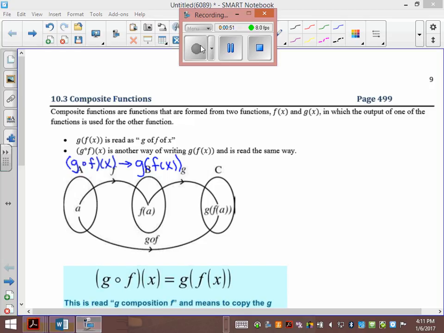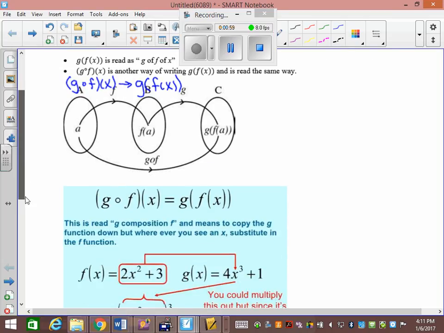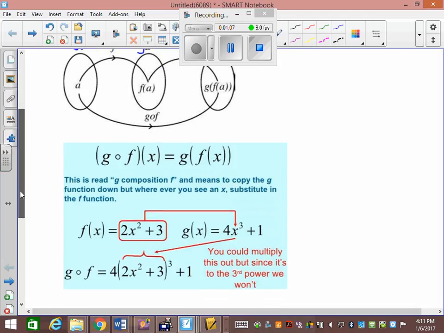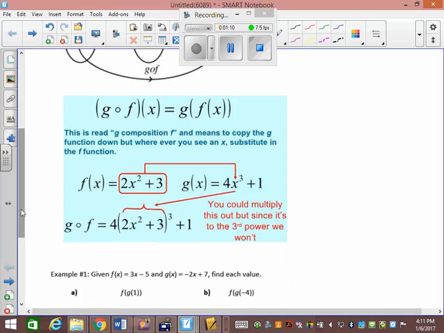Now we know whatever is in our brackets, we always fill in for the value of x in the function g. So this will make sense in a little bit. So we have g of f of x is g of f of x. This is read as g composition f and means to copy the g function down, but wherever you see an x, you substitute in the f function.